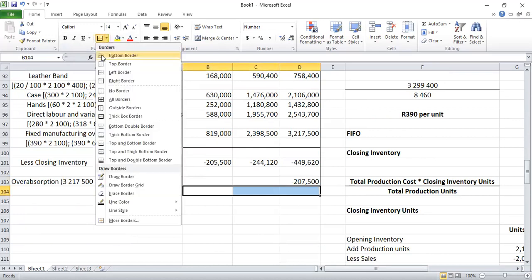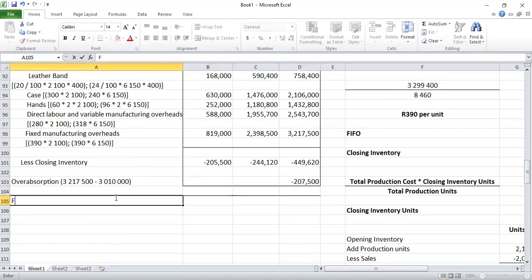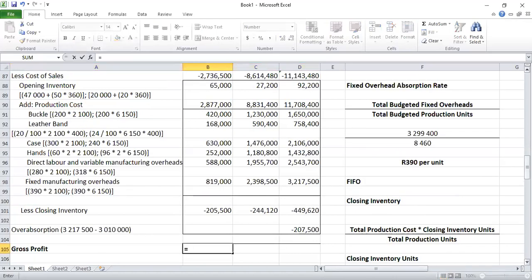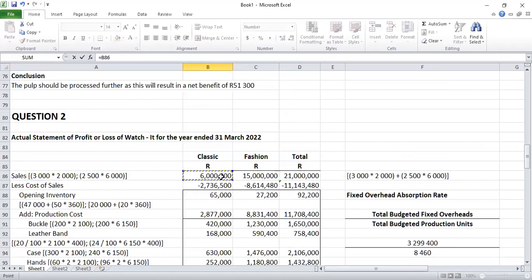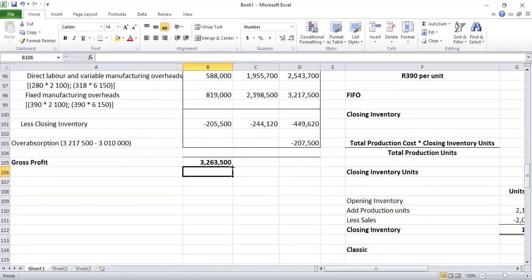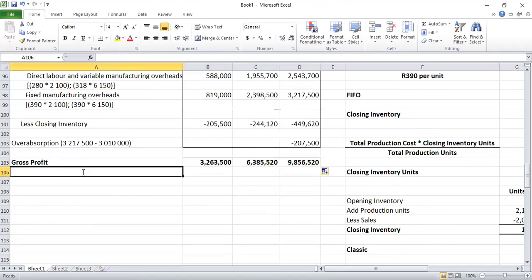Then we get our gross profit. Gross profit is simply your sales less your cost of sales. That's your sales less your cost of sales. Less expenses. Sorry, Eugene. Yes, you are adding the over absorption now on top of the above.